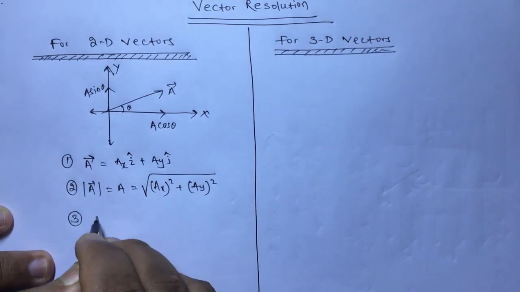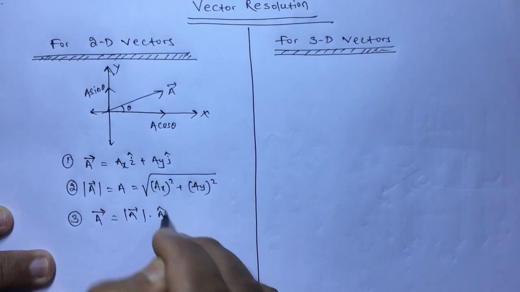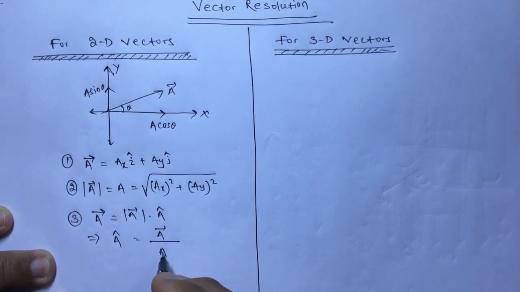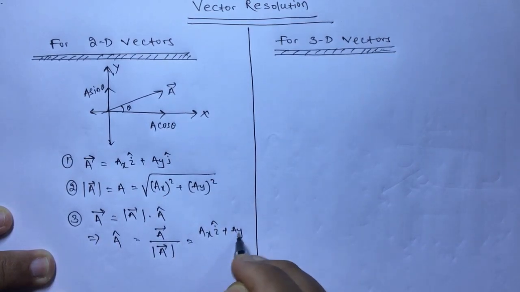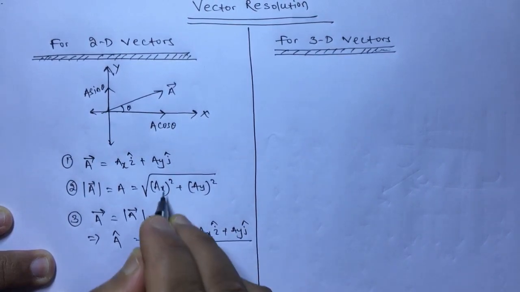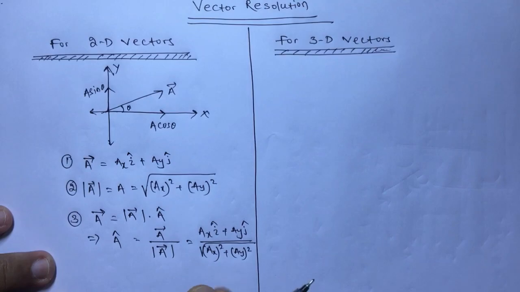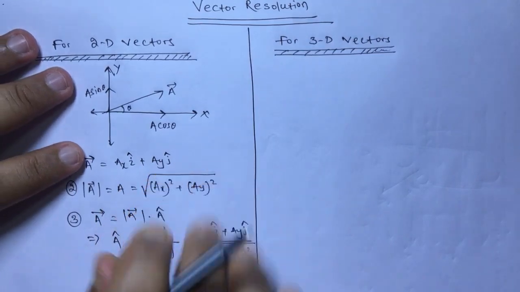And the third point, we know that any vector can be written as its magnitude into its unit vector, A vector equals magnitude of A into A cap. So from here I can write A cap equals A vector by the magnitude of A vector, which is Ax i cap plus Ay j cap divided by root over Ax square plus Ay square. Okay, so these are all things we knew for a 2 dimensional vector.